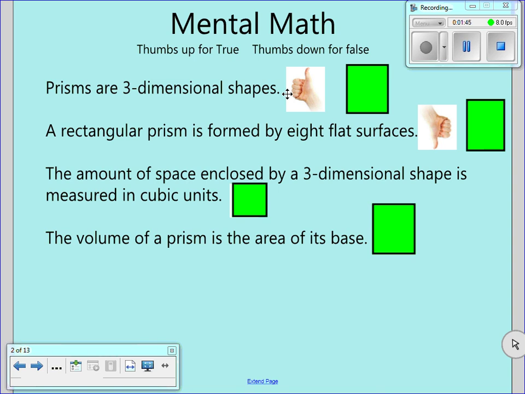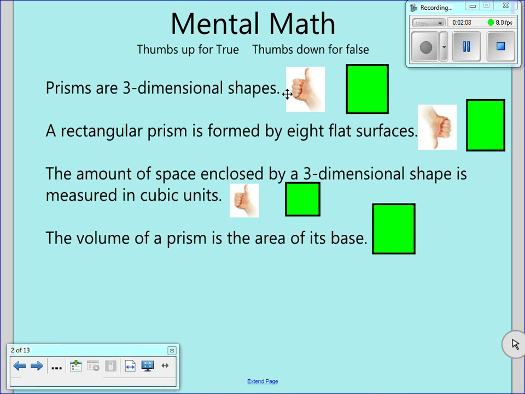The amount of space enclosed by a three-dimensional shape is measured in cubic units. Remember that word cubic. It's not squared units, it's cubic. That means a little 3 by it. So do you think that's a thumbs up or a thumbs down? It's a thumbs up. Now, if you put thumbs down, you're probably thinking squared units. Like I just said, it's cubic units.